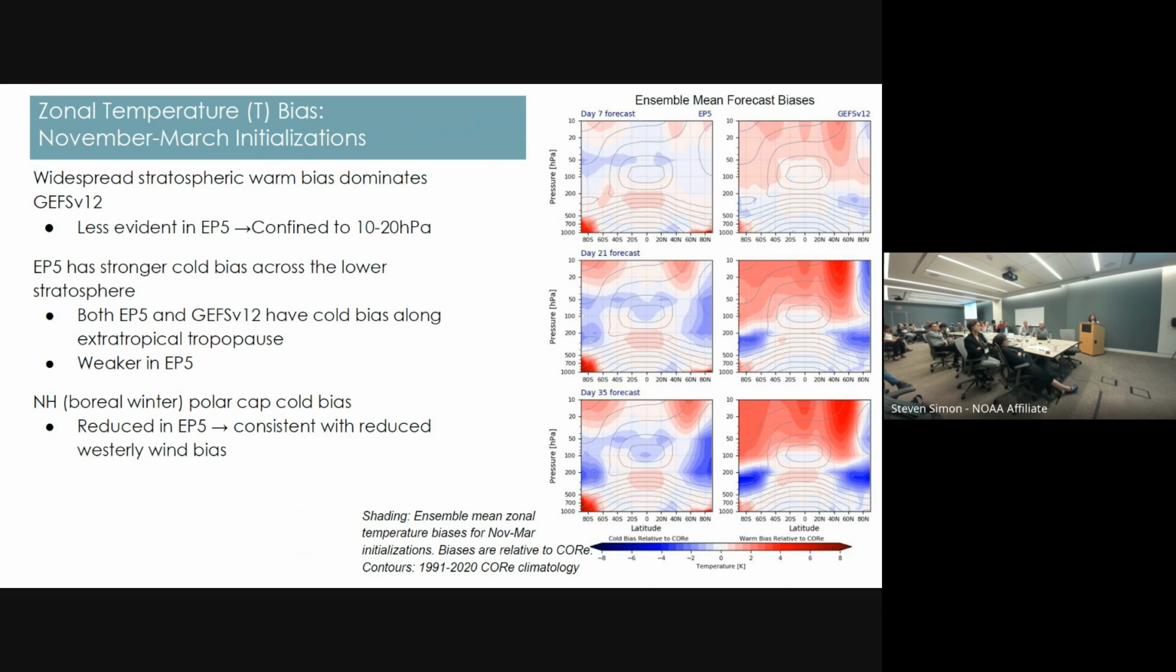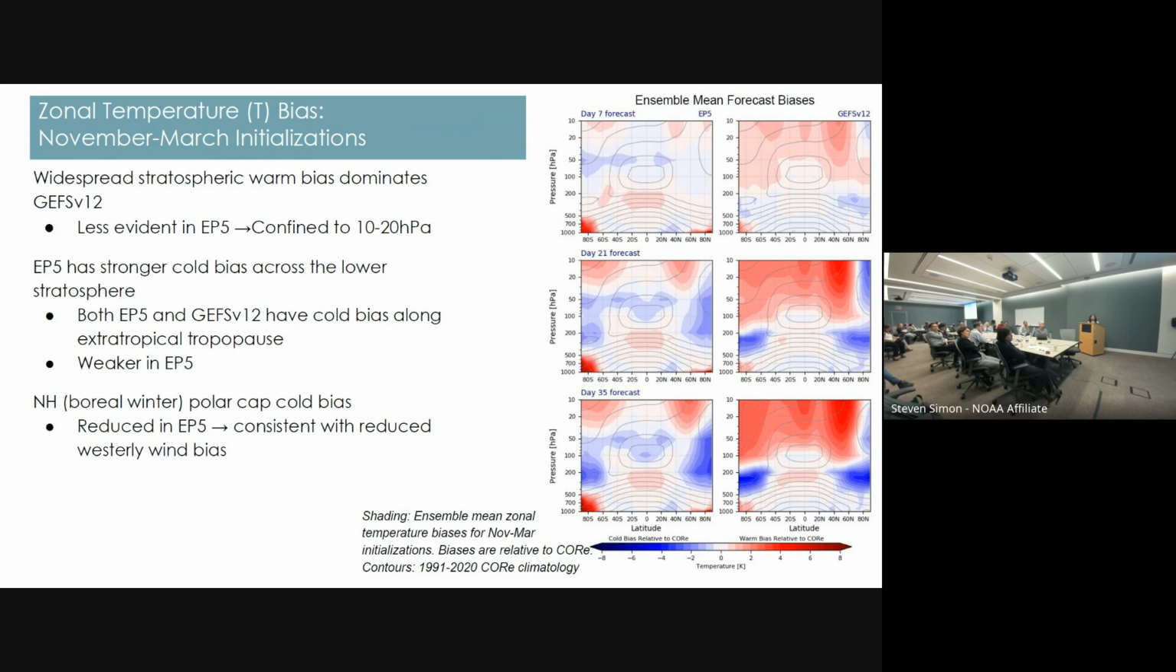The other thing I wanted to point out is there's more of a cold bias along the tropical tropopause. You can't see the lines probably. This is also reduced. And then finally, the Northern Hemisphere polar cap. This cold bias that you would expect to see with the strong westerly bias is definitely reduced, at least around 10 to 20 hectopascals.